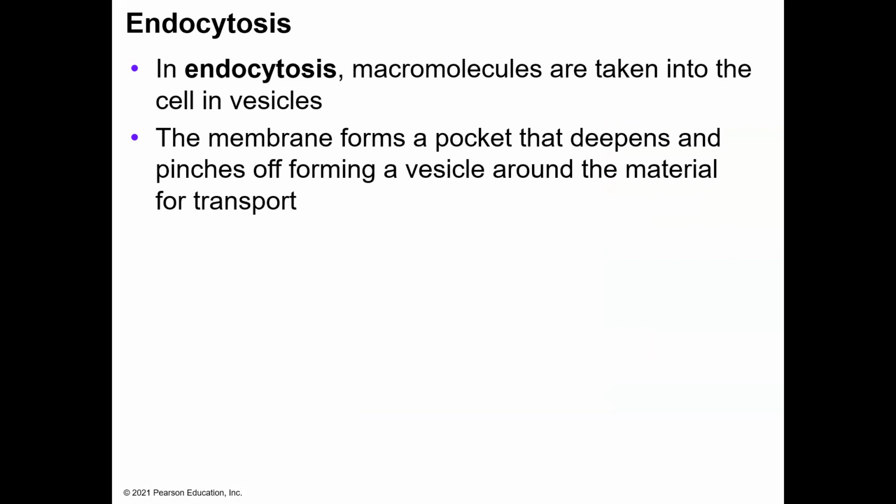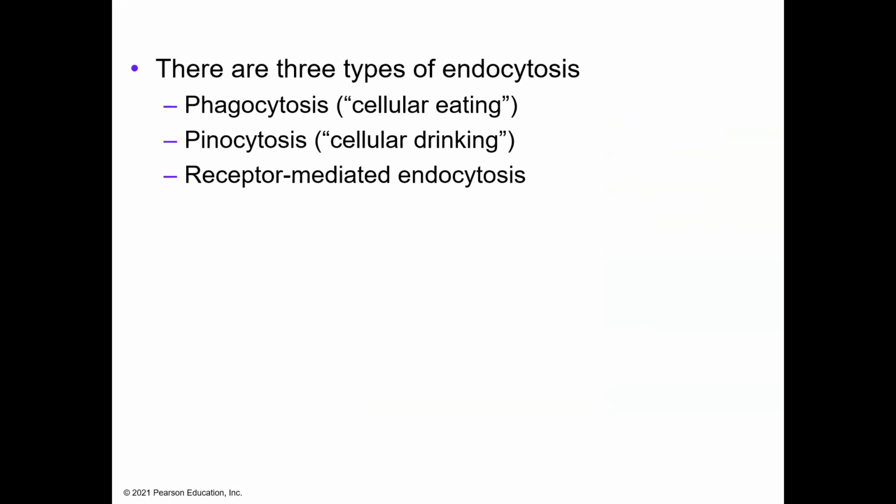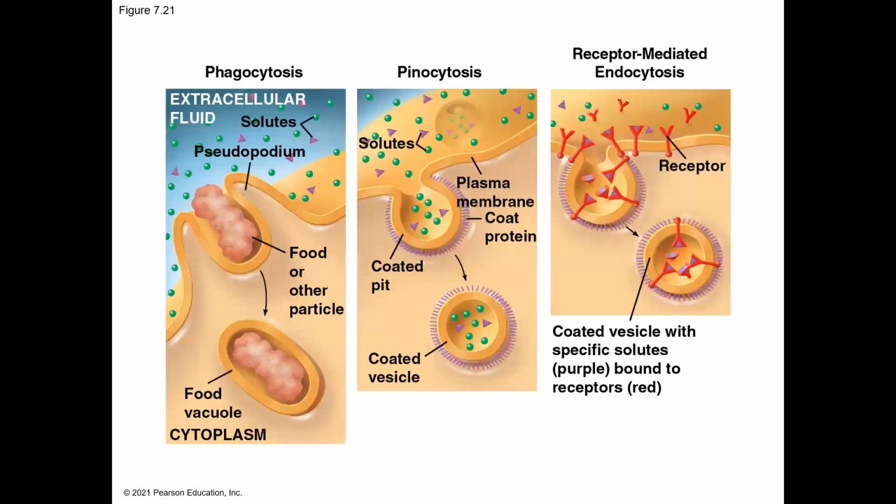Now, endocytosis has different ways of doing this. The membrane will form a pocket around whatever it is trying to take in, forming a vesicle, and that will travel into the cell. There are three types of endocytosis: phagocytosis, pinocytosis, and receptor-mediated endocytosis. Phagocytosis is cell eating. Pinocytosis is commonly called cell drinking. And so let's go over these in image form.